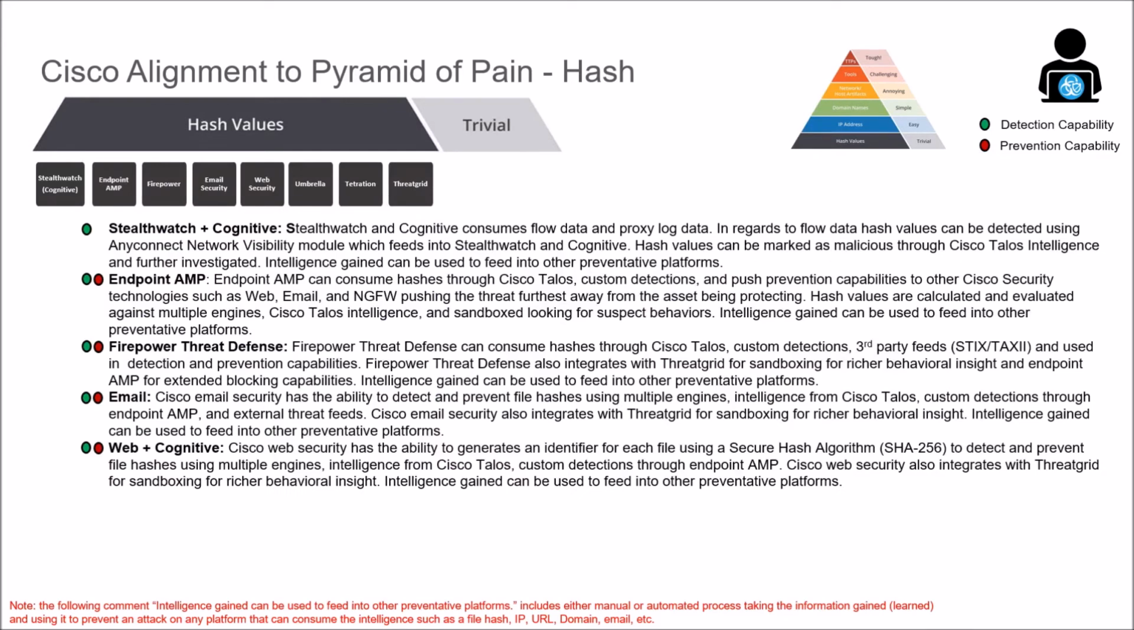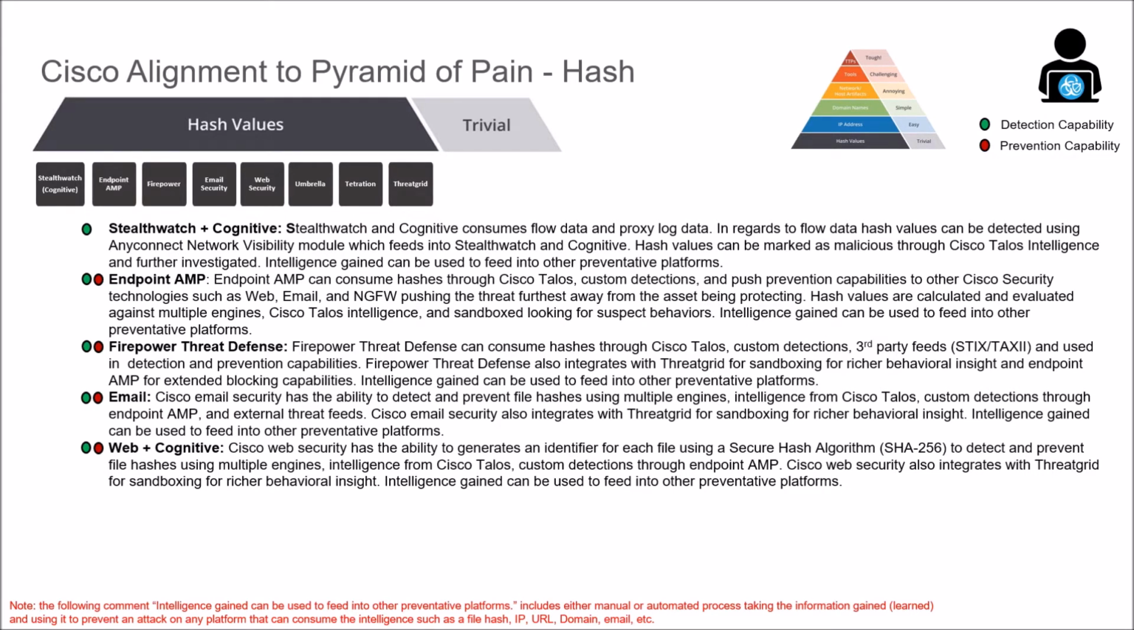So here's the justification for this. Stealthwatch and Cognitive consume flow data, but they also consume proxy log data. Even though there's a Stealthwatch Cognitive element that we're focused on, I just want to highlight there is proxy log data that you could feed into it. In regards to flow data, hash values can be detected using any Connect Network Visibility Module. So there's some integration there on the endpoint that can feed those hash values into Stealthwatch and Cognitive. Those hash values can be marked as malicious through Cisco Talos Intelligence and further investigated.